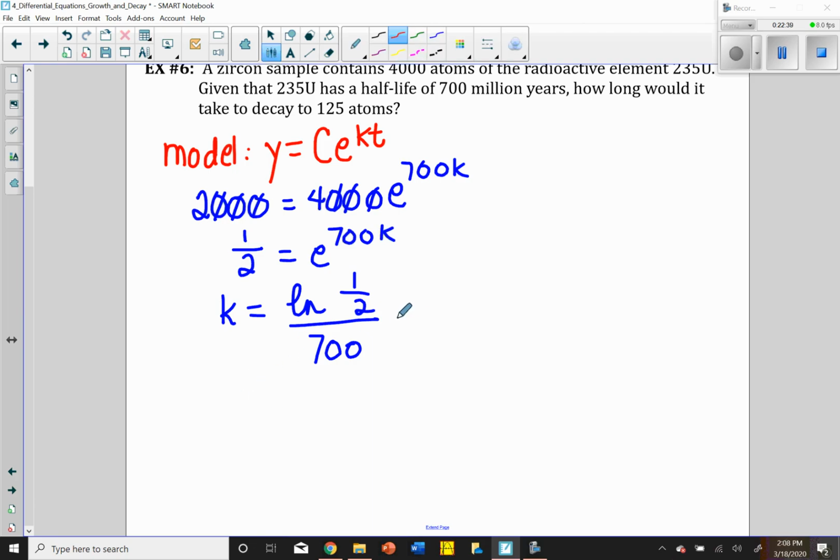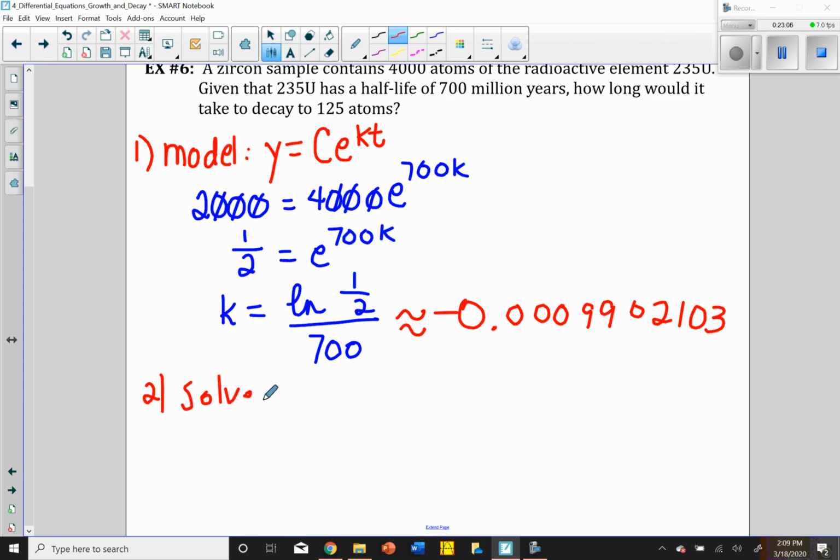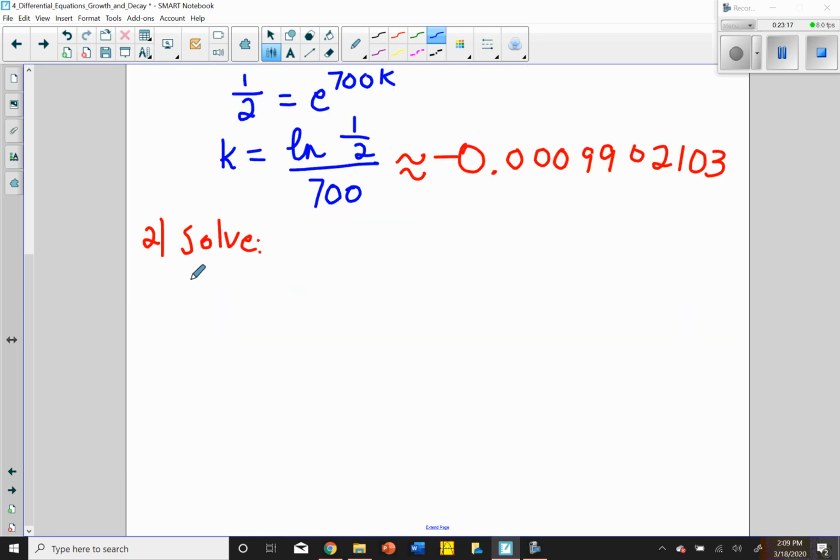So that's where that formula came from, eliminating that natural log of 1. So using our calculator, the k value turns out to be 0.000990210. There you go. And we want to use this model to solve for our problem. So they're asking us, when will that sample of 4,000 atoms reduce down to 125 atoms?